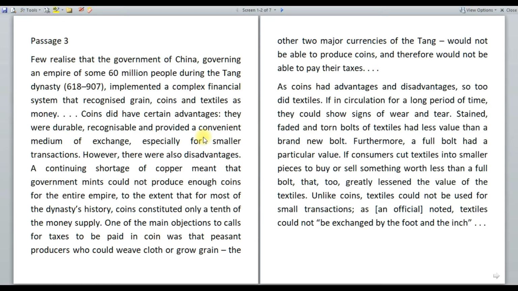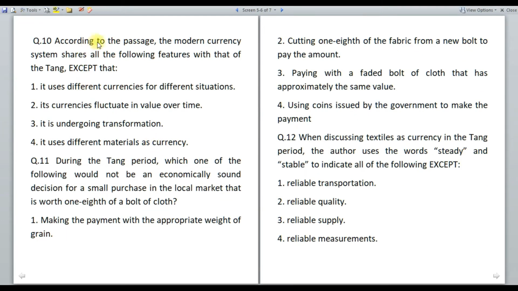Once you understand this, you are done with the comprehension of the passage, broadly speaking, and then you can start solving the questions. Question number 10. According to the passage, the modern currency system shares all of the following features with that of the Tang except that. So you're supposed to find an option which indicates lack of commonality between the modern currency system and the system during the Tang period. So which is not the common factor between these two systems.